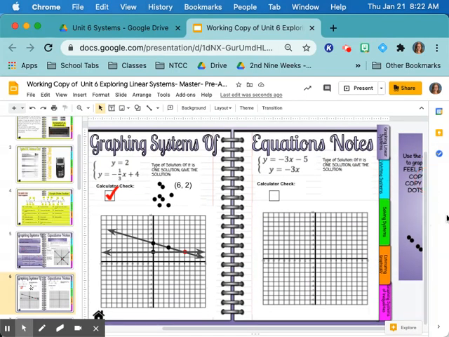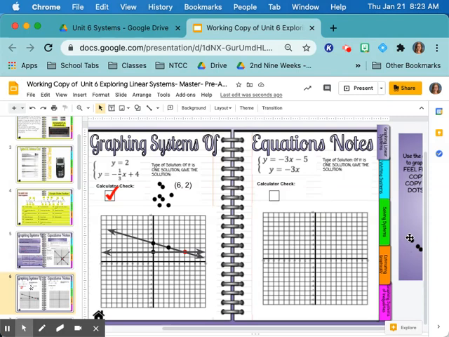Okay, let's look at the next one. Y equals negative 3x minus 5 and y equals negative 3x. What do you notice about these two? Their slope is the same. Slope is the same. So what do we know about lines with slopes that are the same? They're going to go the same direction. Will they ever touch? No, they're parallel. But let's go ahead and graph them.